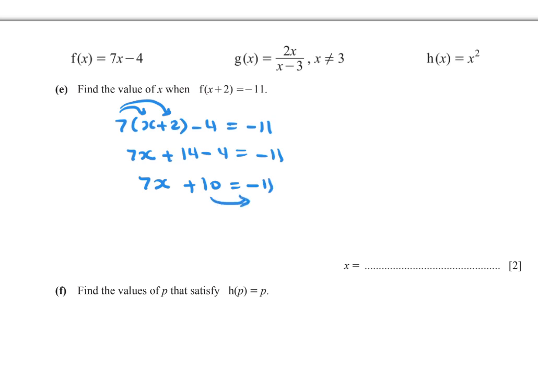Transpose 10 to the other side. So 7x equals negative 21. Divide by 7, divide by 7. So x equals negative 3.